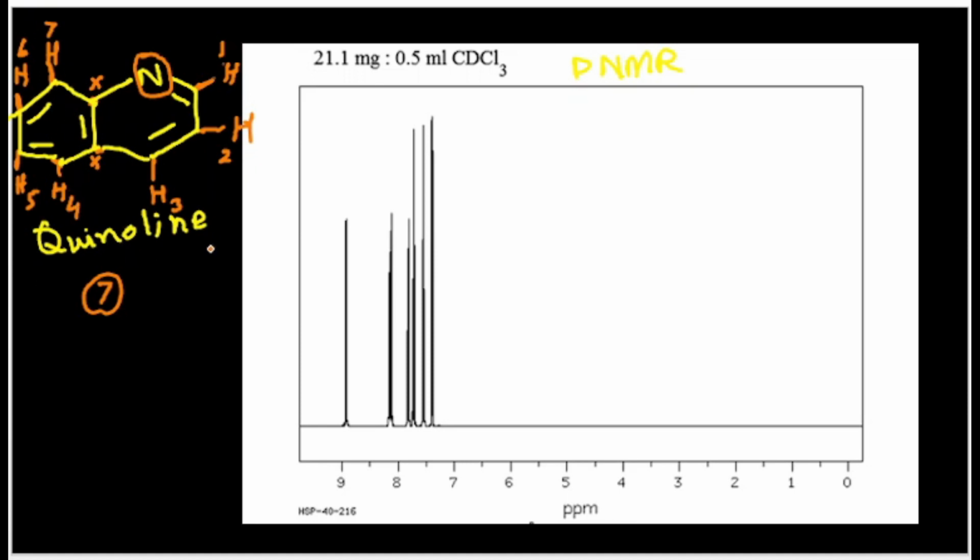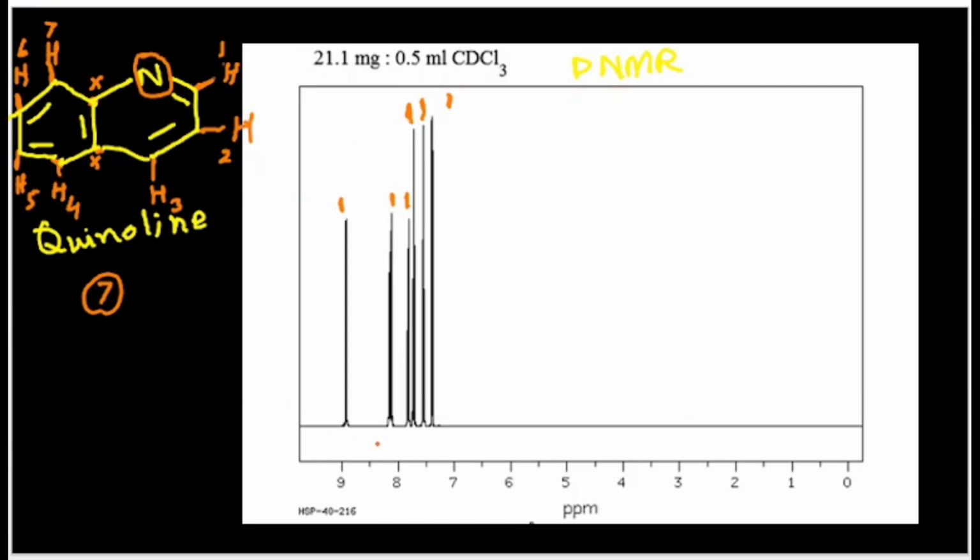Now as you may see in the proton NMR spectrum, if you count the number of peaks, here is the 1st peak, 2nd peak, 3rd peak, and here the 4th peak, 5th peak, and here the 6th peak. So the protons are 7 but the peaks are 6: 1, 2, 3, 4, 5, and 6. But the protons are 7.